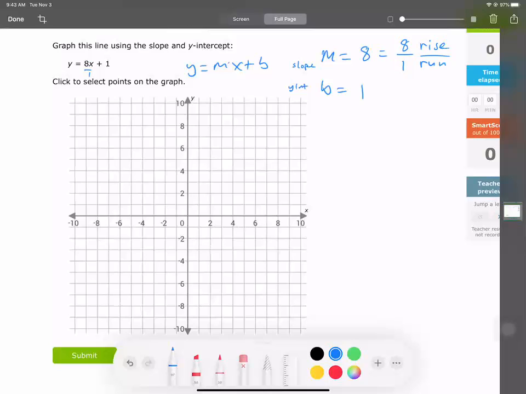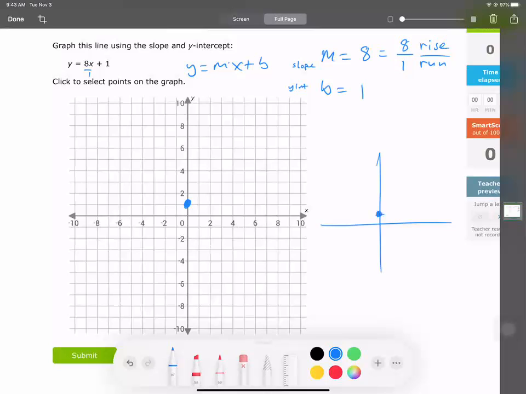So let's describe what these two things refer to. Our b value is our y-intercept. Our y value is right here, and our y-intercept is equal to 1. So at the y-intercept, put a dot at 1. If you draw a cross on your notes, y is 1, put a dot there.